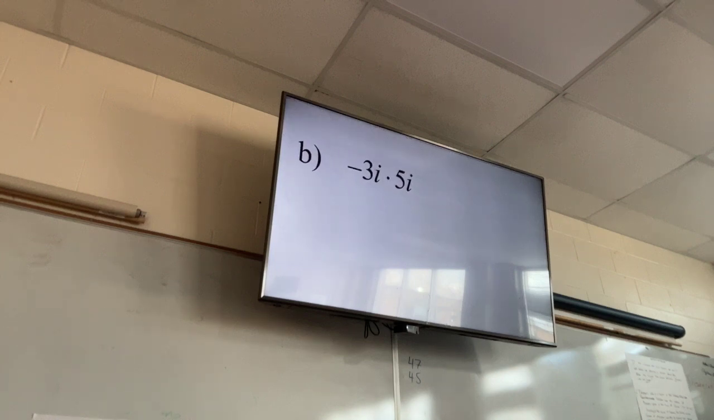B, right? What's that when I multiply them together? Negative 15 i squared, right? That i squared is going to become a negative 1 and flip my sign, so it's going to become positive 15. Okay?